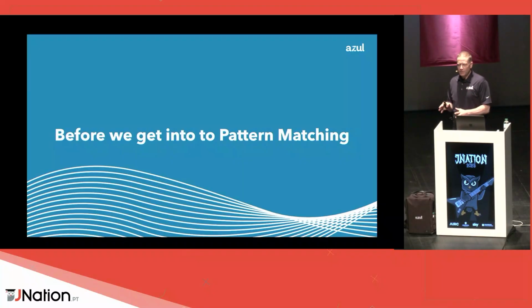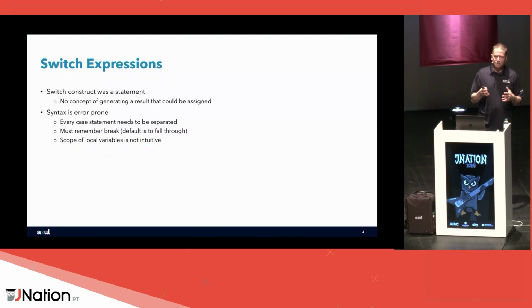Now, before we get into pattern matching, we need to talk about a couple of other things which have been introduced into the Java programming language over the last few years, because they influence heavily how pattern matching works. The first of those is switch expressions. If we look at the way that the switch statement works in Java, it was taken from the C programming language. The syntax is exactly the same. C, as a programming language, has been developed really for systems programming, so compilers, operating systems, and so on.